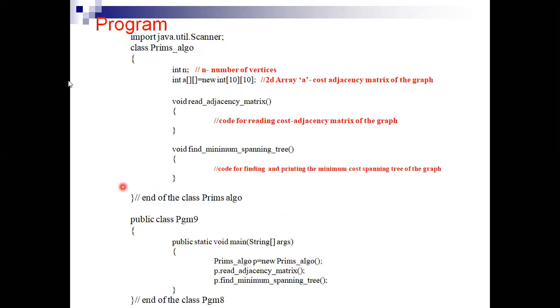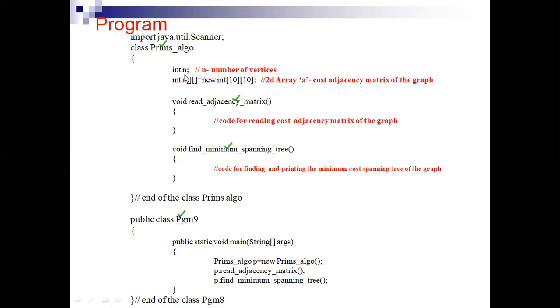Fine. Let us look at the program quickly. The program now consists of 2 classes. The first class is class Prim's algo, and the other class is the main class, public class PGM9. So first I'll define what is Prim's algo class. It is a class which is dealing with reading the adjacency matrix and finding the minimum cost spanning tree. So this is a class basically defined to work on Prims only.